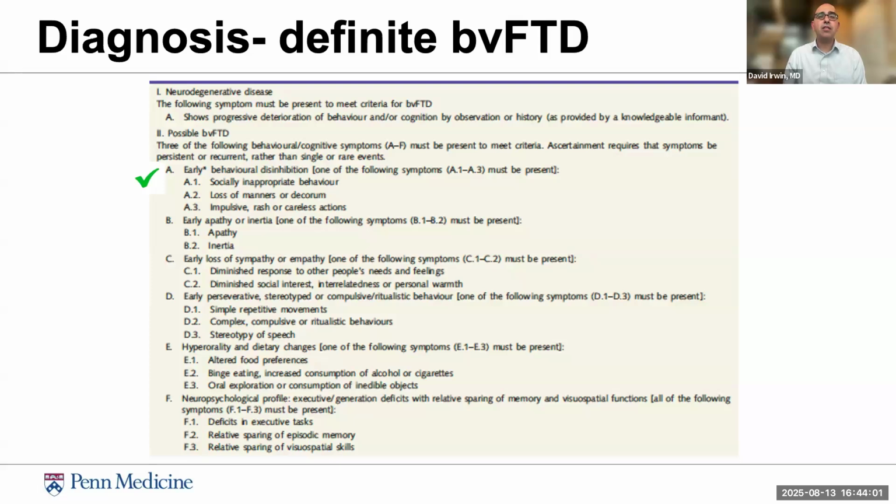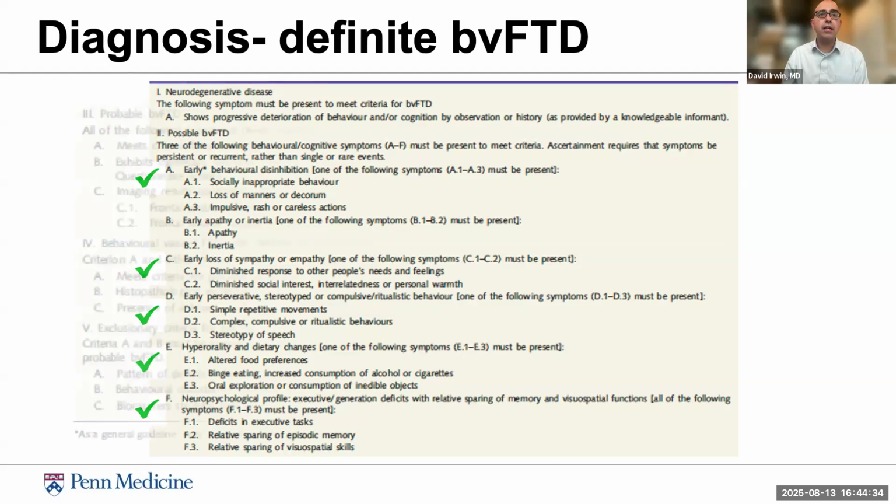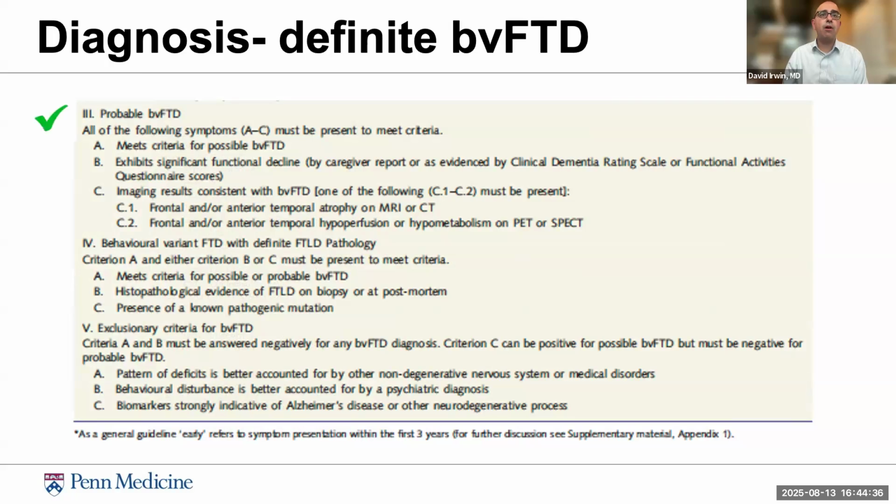There was early behavioral disinhibition, which was a key aspect of the clinical presentation. There was a loss of sympathy and empathy, with the example from the family of responses at the holidays and in terms of initiating social interactions. There was complex compulsive behavior, changes in diet, and the neuropsychological profile largely in the executive domain. So we have 3 or more of these core criteria, meaning probable criteria for the behavioral variant of FTD.